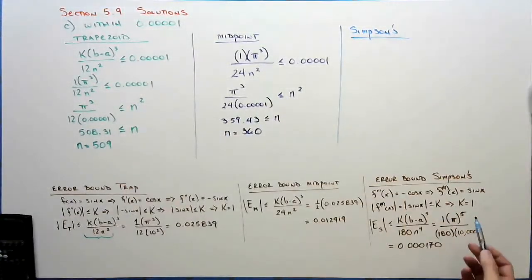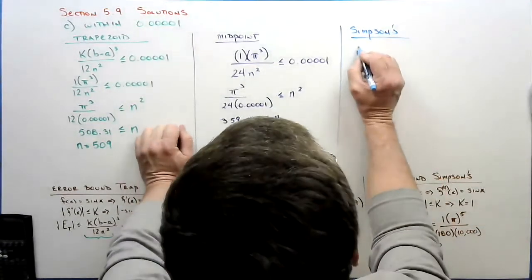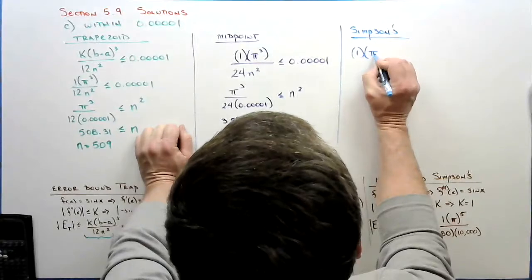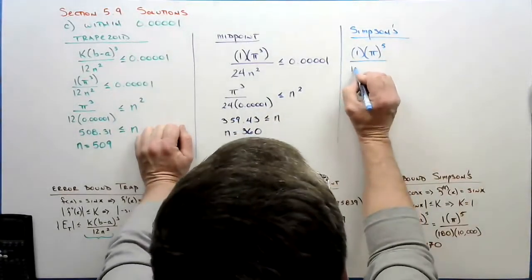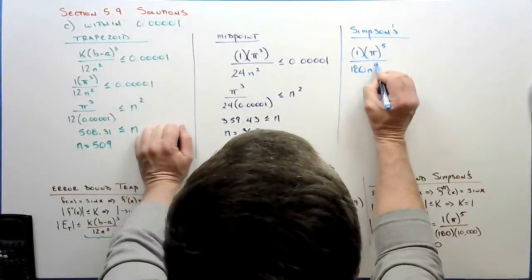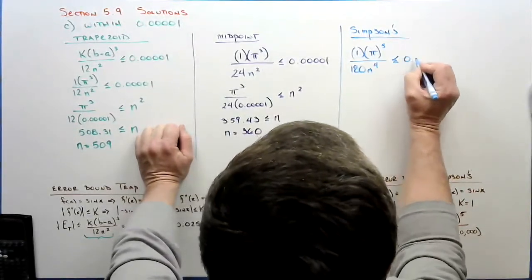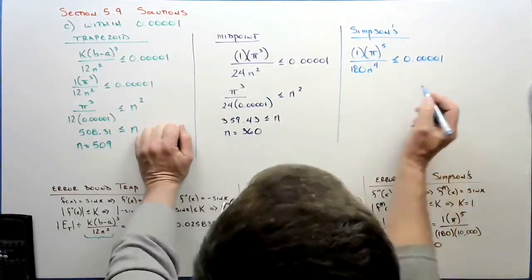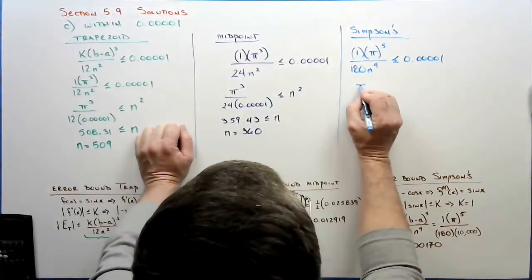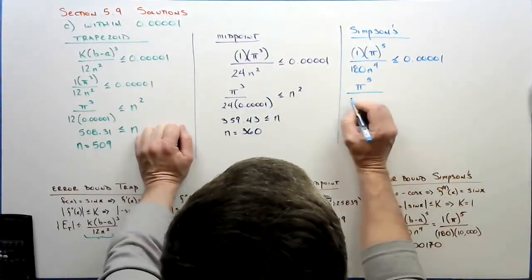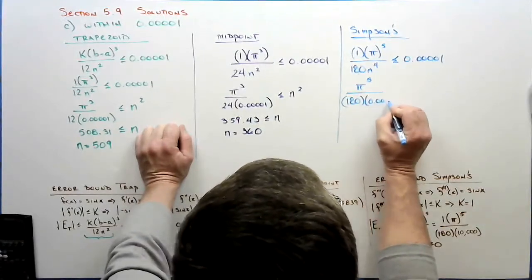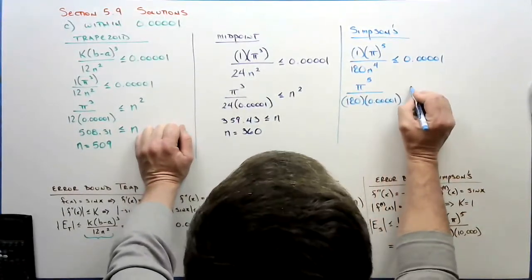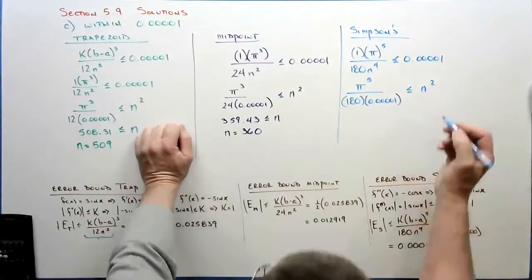Now, we know here k is also 1. We know it's not pi cubed, it's pi to the 5th. So we're going to have 1, we have pi to the 5th. Our denominator isn't 24, it's 180. N to the 4th, that's going to be less than or equal to 0.00001. We've already done the arithmetic twice. We're going to get pi to the 5th divided by 180 times 0.00001 is less than or equal to n squared.